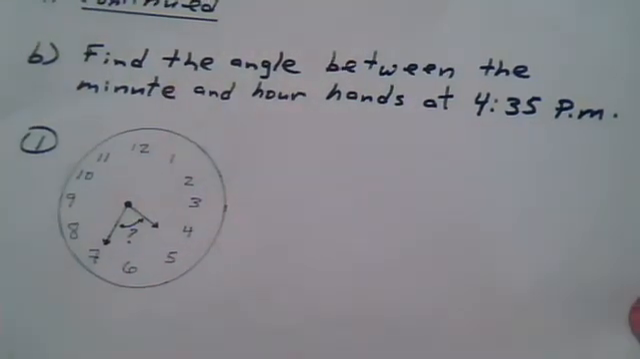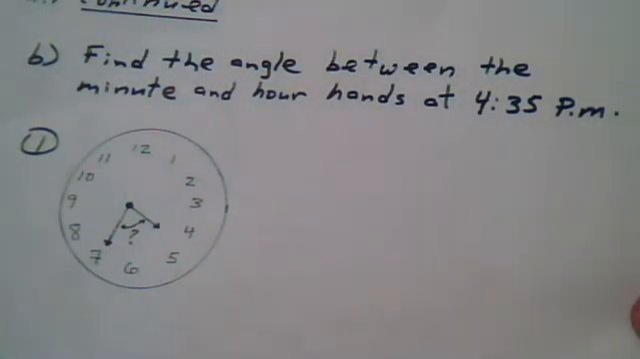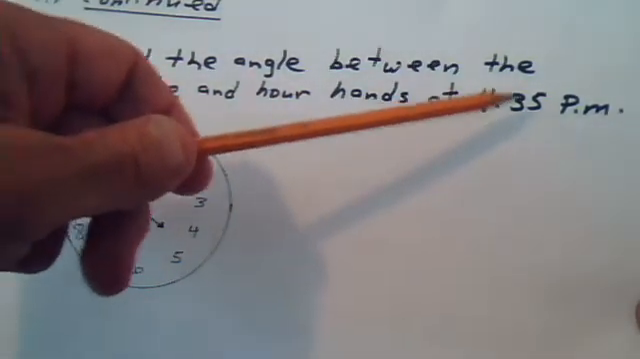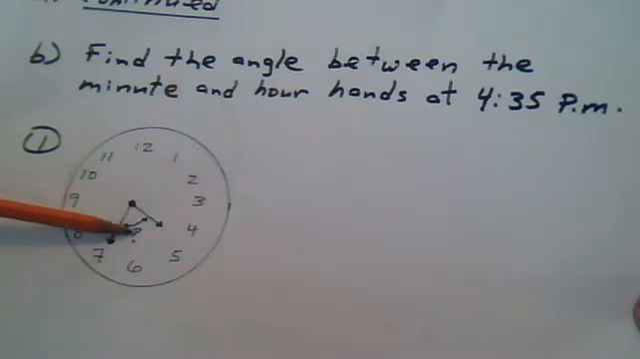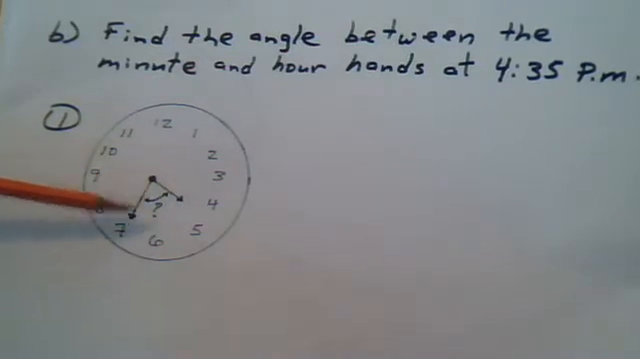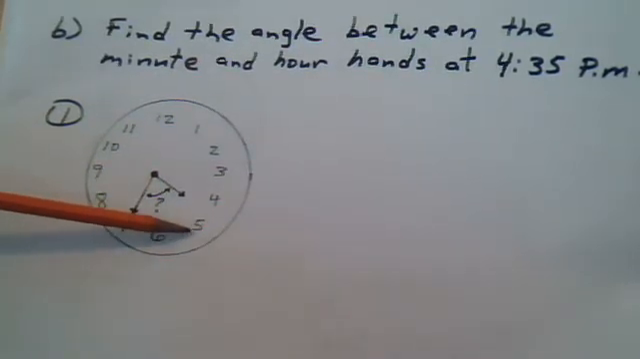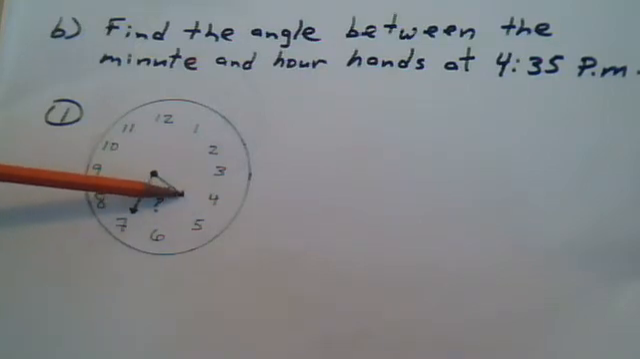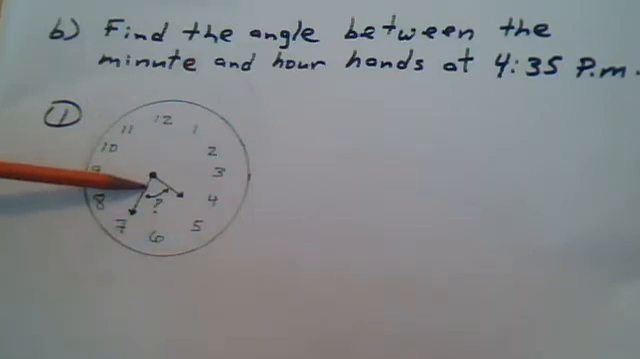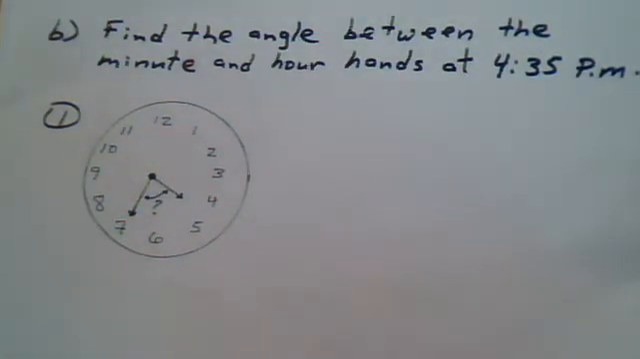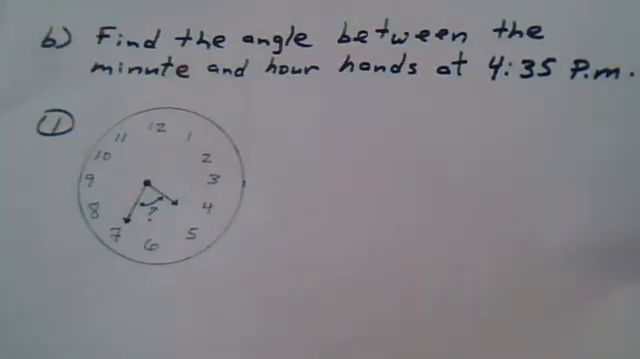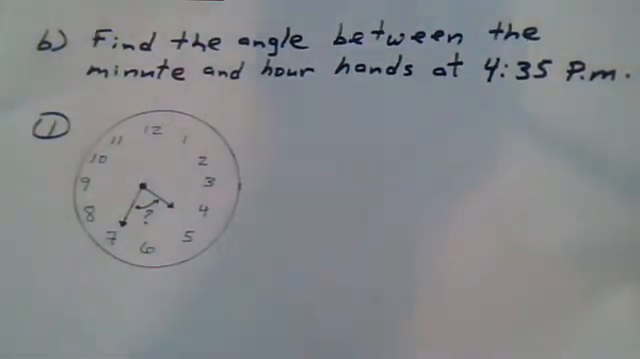For B, they want us to find the angle between the minute hand and the hour hand. The minute and hour hands, what's the angle between them at 4:35 p.m.? So we're looking for this angle. So this is going to be the plan. We know this is 30 degrees. This is 30 degrees. We need to find out how much this little piece from here to here is worth, so we could add it to the 30 and the 30, and that would be the angle between the minute and hour hands at 4:35 p.m.